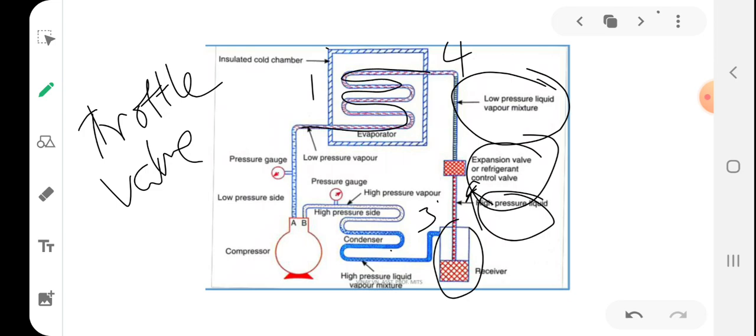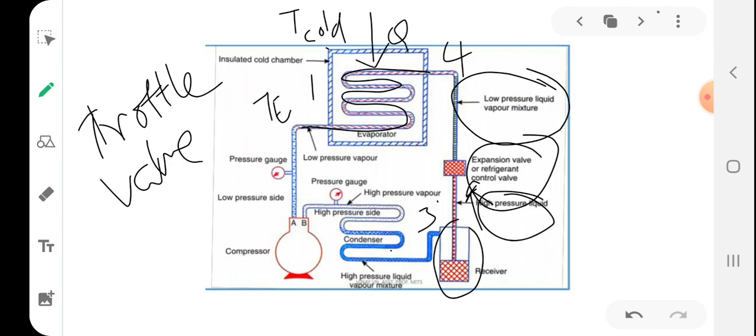In the evaporator, what is happening? Heat is getting absorbed or extracted from the space to be cooled. We have to maintain a temperature called T cold for that space. The temperature at the evaporator is TE.